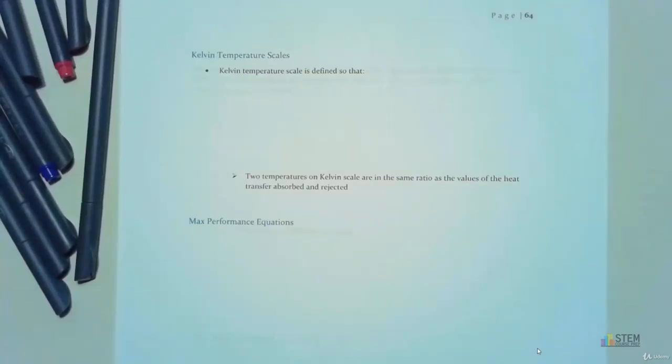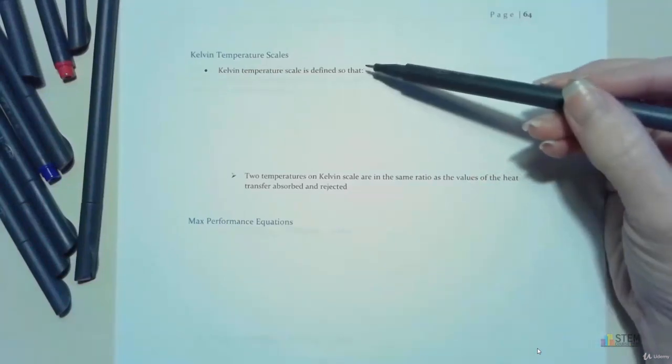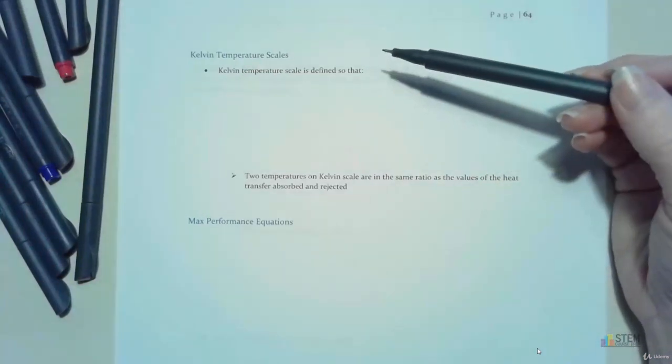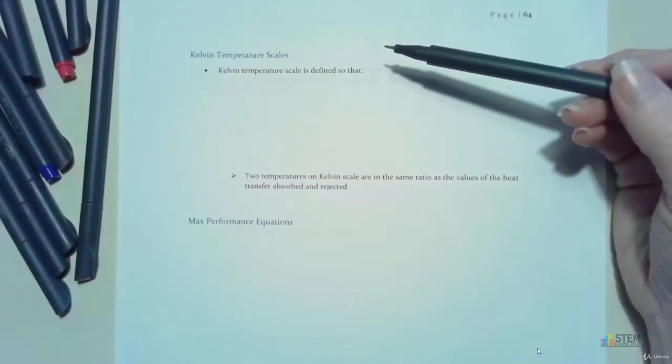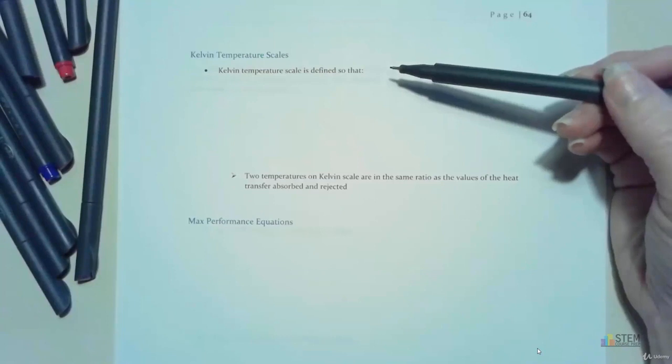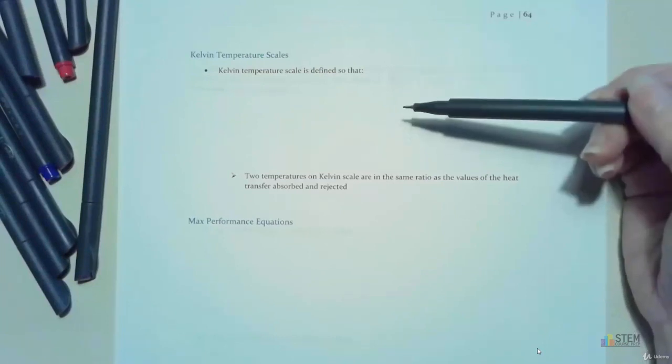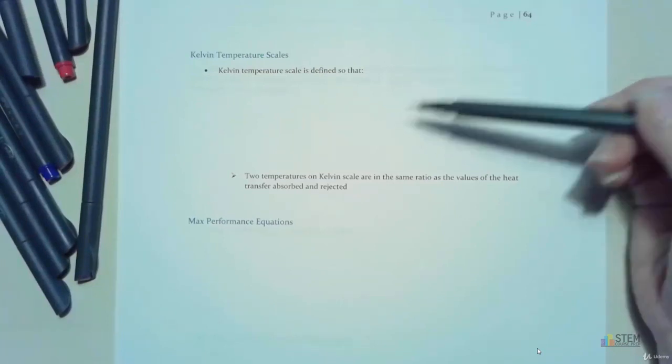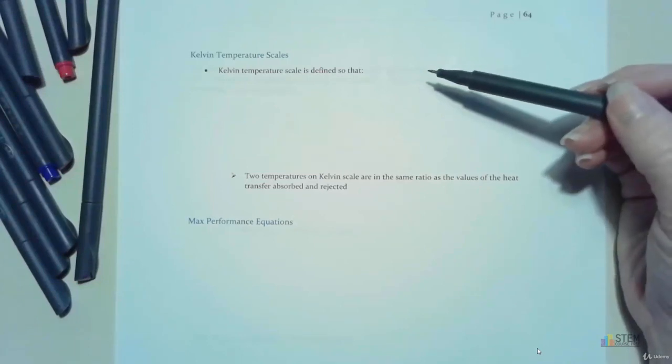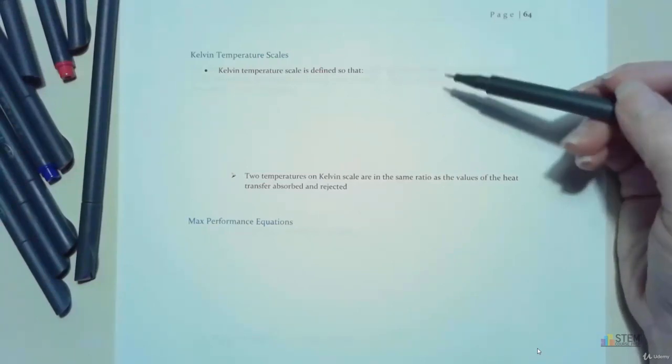Welcome back. We're going to cover the Kelvin temperature scales in this video, and then we'll also get our max performance equations. Now, for our Kelvin temperature scale, remember that is the absolute temperature scale in the metric system. All right, and remember, absolute temperature scale, 0 is the lowest value you can get. That's when all of the motion and everything stops, when you get to 0.